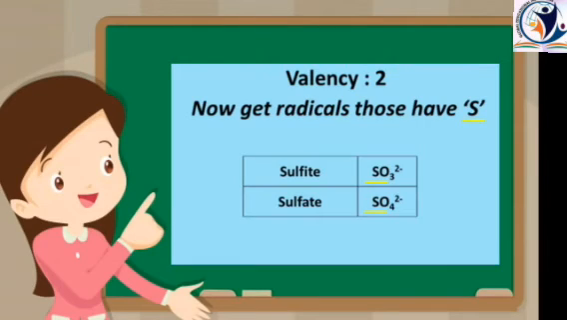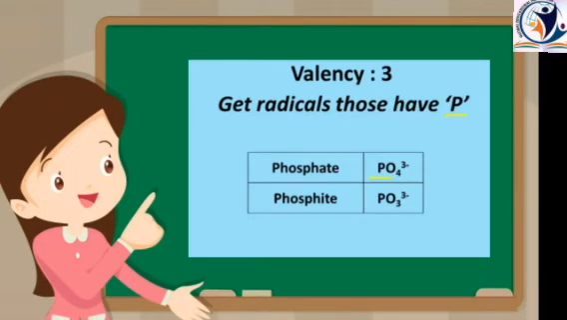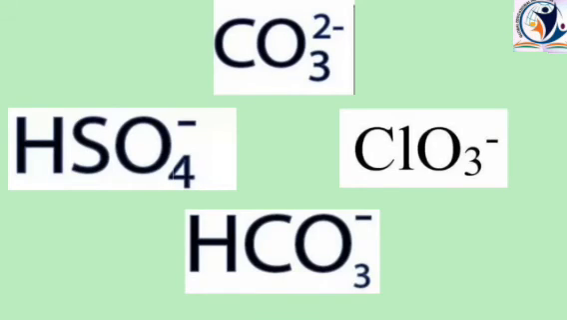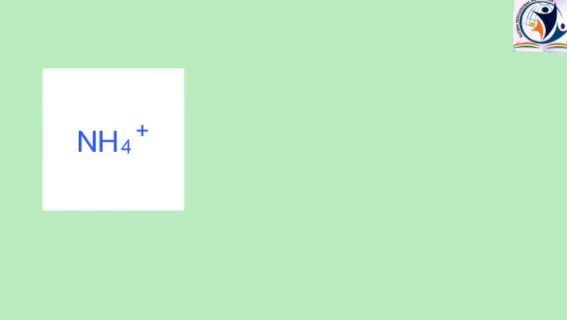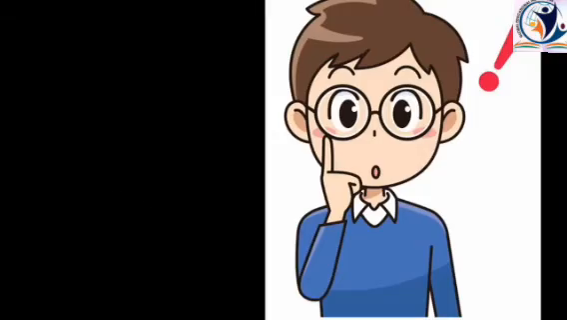Now remember, those which are having valency 2 should have sulfur in it. Example, sulfite, sulfate. They will be having valency 3 when they are having phosphorus in the formula. Generally, most of the radicals are negative, but we will be having a few positive also. Example, ammonium, which we have studied.